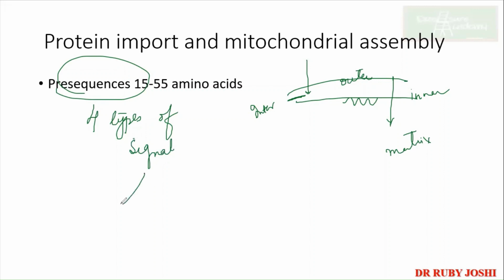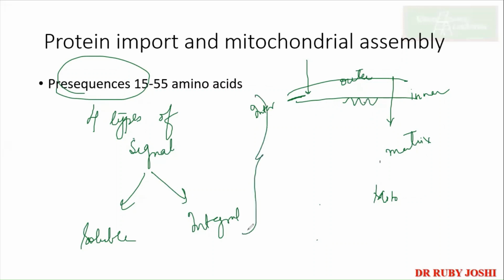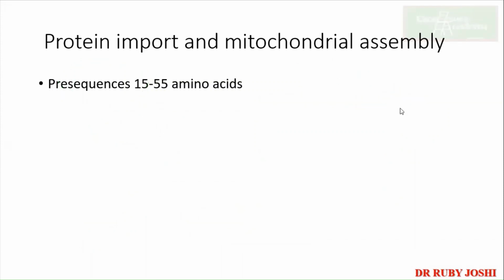And in this, again, 2 types of signal should be there. One for the soluble protein and one for your integral membrane proteins. One piece of information is that yes, I have to go to the mitochondria. The second is whether I am soluble or integral, and accordingly I have to go to the intermembrane space, outer, inner, or matrix. Okay? So based on this, the transport or import of the protein is happening in the mitochondria. Okay, let's see with the help of the figure.